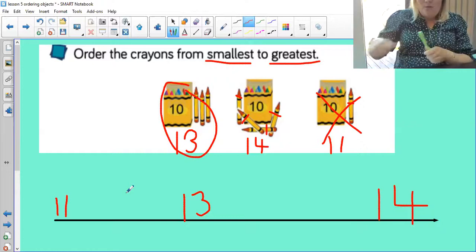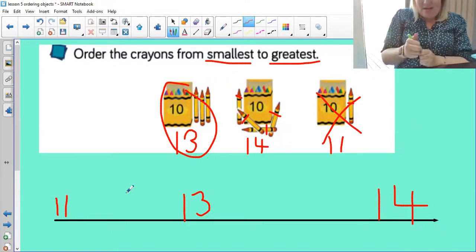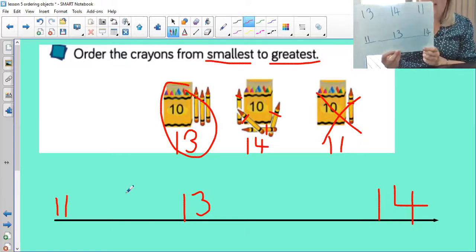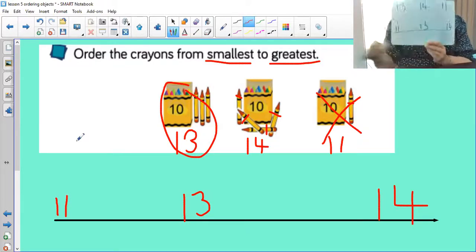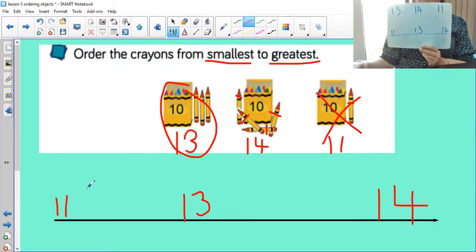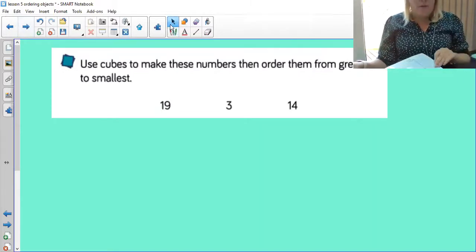So my ordering from smallest to greatest, just like that: 11, 13, and 14. We ordered them from the smallest to the greatest. Sometimes we can order from the greatest to the smallest, but we did that there. Okay, right. Now we've got another instruction.